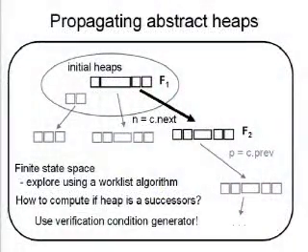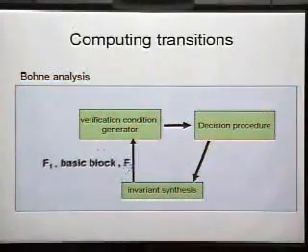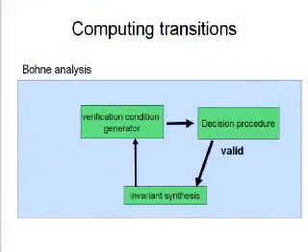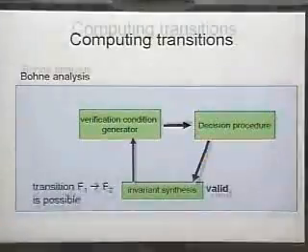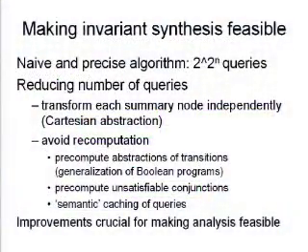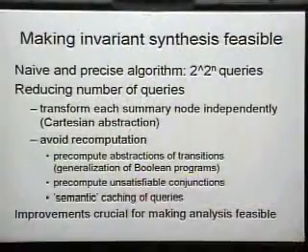So we have two formulas, and if we are given two formulas and a basic block, or you can think of it as just one statement, then we can compute a verification condition and give it to a decision procedure. If it says that this is a valid verification condition, then we know that the transition exists. And if it's invalid, then we know the transition does not exist. This would be a naive approach, where you would end up calling this expensive decision procedure a doubly exponential number of times. So what we do in practice is exploit the structure of this domain a little bit more.